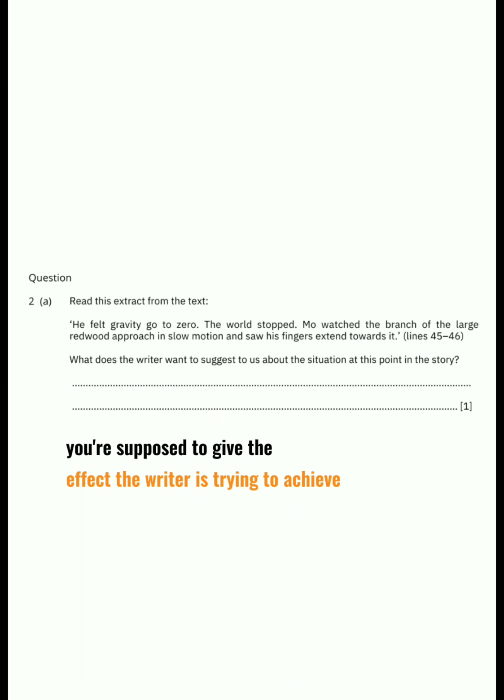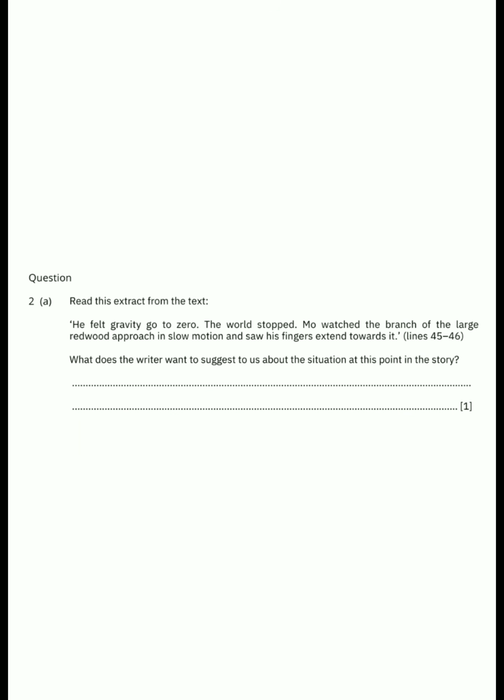You're supposed to give the effect the writer is trying to achieve. The answer would be it is a critical, tense moment. Anything could happen. It's a dramatic moment, it's a turning point, or it's a potential for risking his life. All these options are correct.